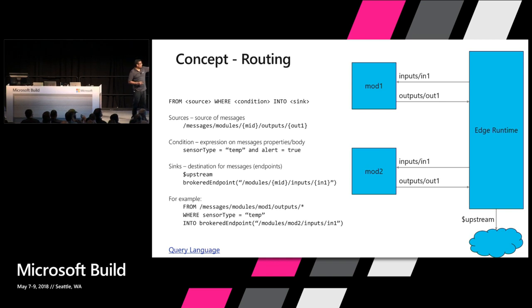You can also write a query which says upstream. $upstream is for the cloud. So you can say when it is temperature, or when it is alert, send it to the cloud. So you can also put that down in the routing, and now Edge runtime would simply route traffic up. OK, so 3 concepts: module, Edge runtime, and routing.